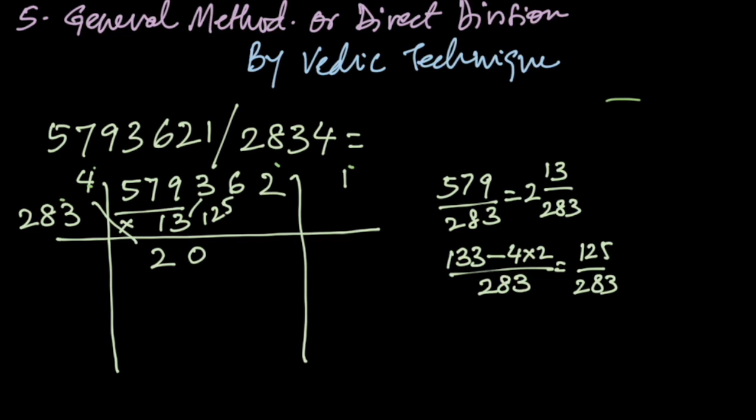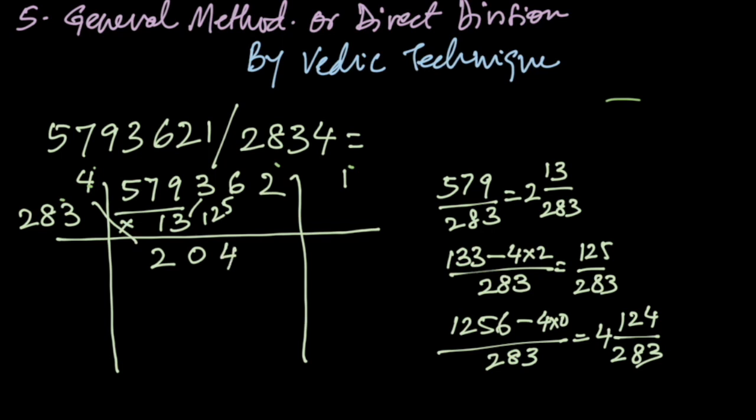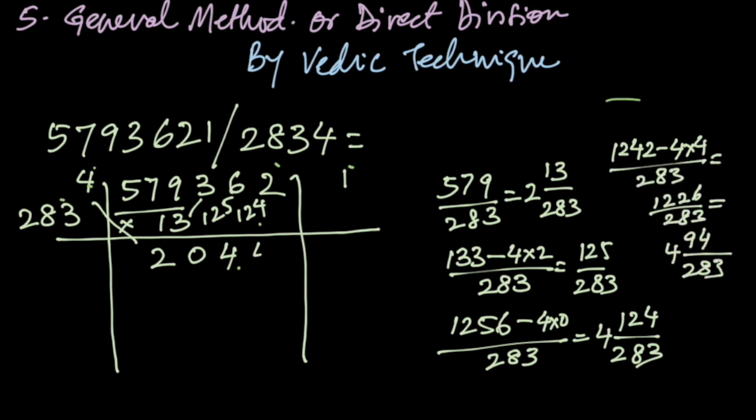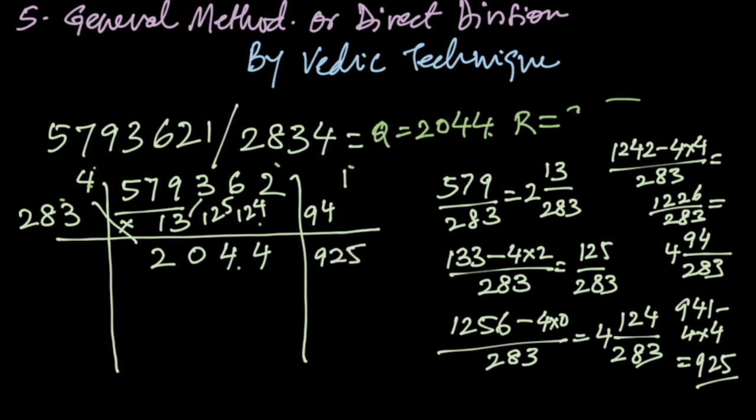For the next step we subtract 0 times 4 from 1256 and divide by 283. So we get 4 quotient and 124 remainder. We put 4 here and 124 here, and for the next step we have 1242 minus 4 times 4, divided by 283. So we have 4 quotient and 94 remainder. We put 4 here and 94 there. Then for the next step we have 941 minus 4 times 4. Because it is on the remainder side and it is less than 2834, we stop here, and our answer becomes quotient 2044 and remainder 925.